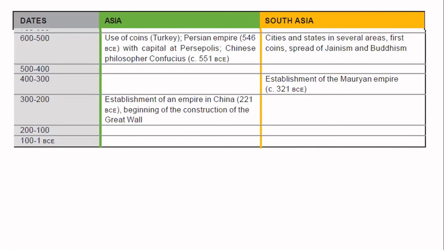500 to 400 years ago, at present, we have no evidence. We are not very sure. 400 to 300 years ago, we see the establishment of the Mauryan Empire. And 300 to 200 years ago, we see an establishment of an empire in China and the beginning of the construction of the Great Wall of China. So with this timeline ends Asia and South Asia.